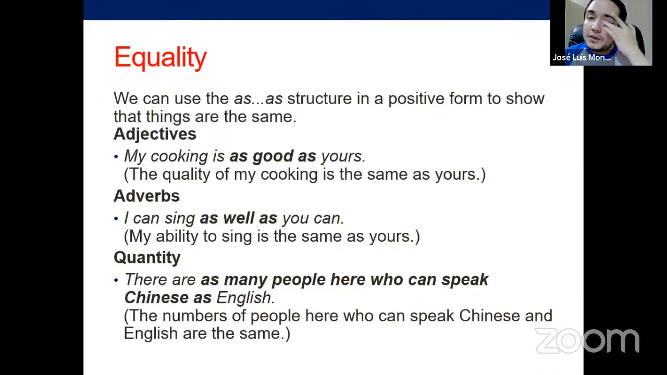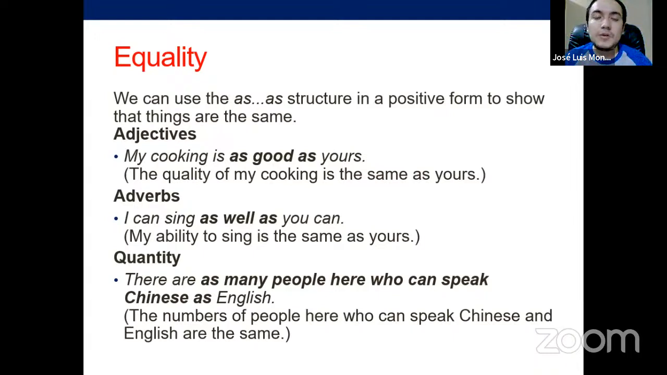So we can use the as structure in a positive form to show that things are the same. With adjectives: my cooking is as good as yours, right? The quality of my cooking is the same as yours. Adverbs: I can sing as well as you can. My ability to sing is the same as yours, right?